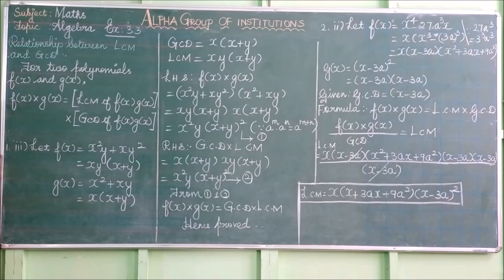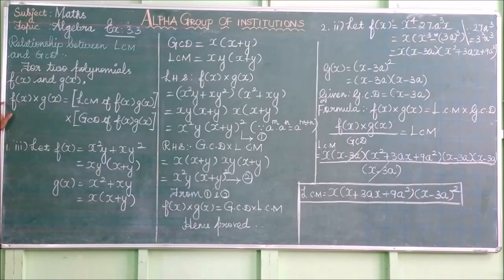Exercise we saw about the GCD and the LCM of the polynomials. In GCD we saw using the long division method, and for LCM we used the factorize method. So listen here. Today we are going to the next exercise 3.3. Topic is relationship between LCM and GCD for two polynomials.